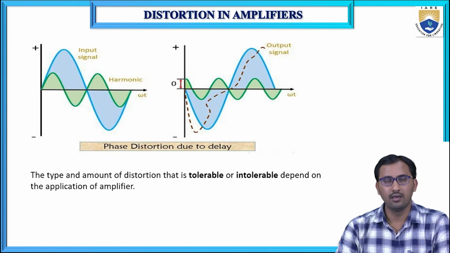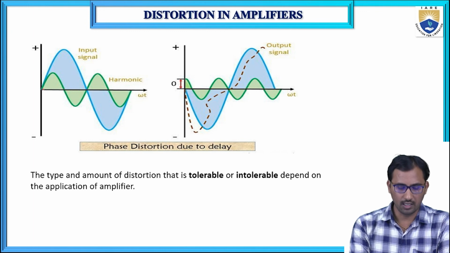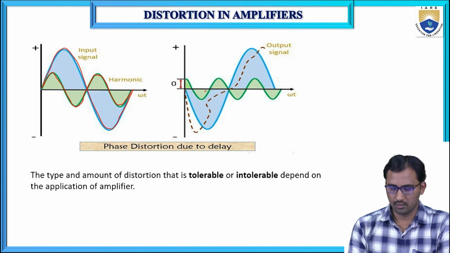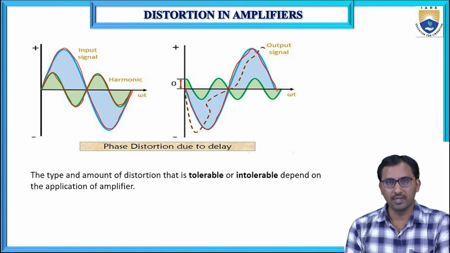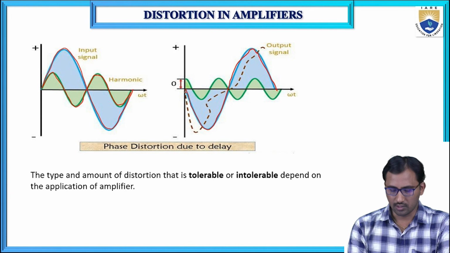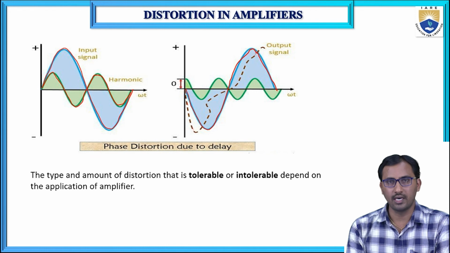So here you can see the output waveform. This is an input signal, this is an output signal, and this is an input signal with second harmonic wave. So there is an output signal. You are supposed to get the output waveform like this, but instead of that wave, you are getting this dotted waveform. This dotted waveform is said to be the phase distorted output waveform.